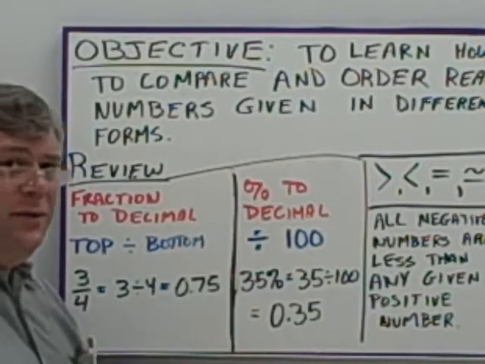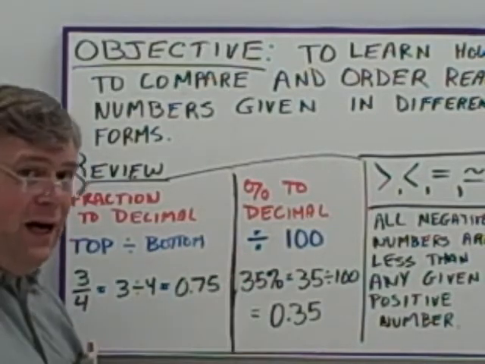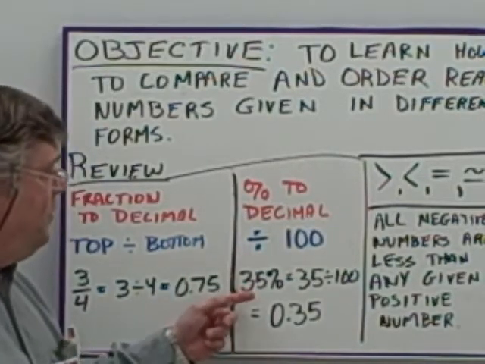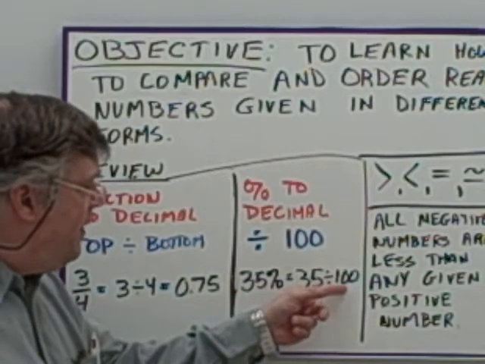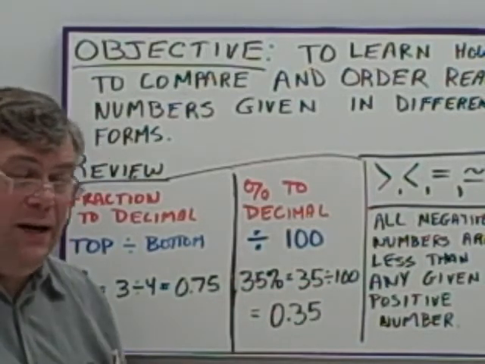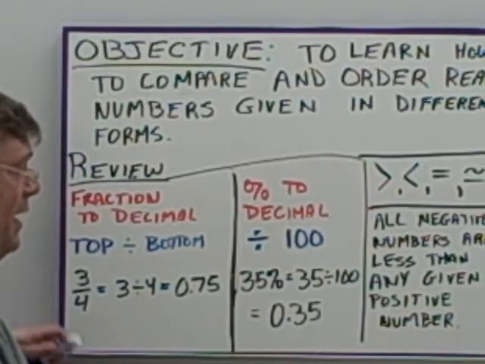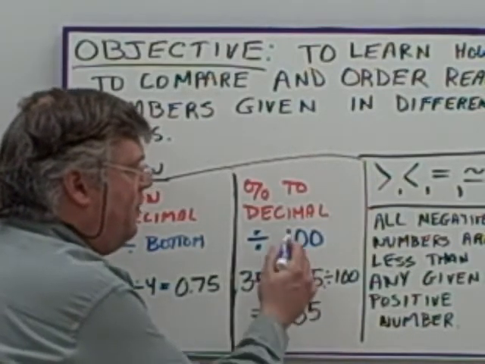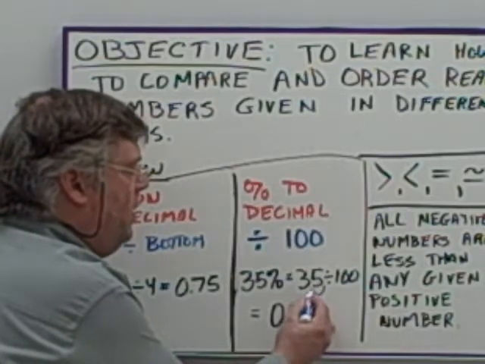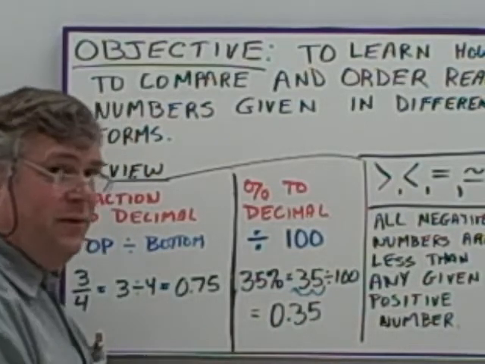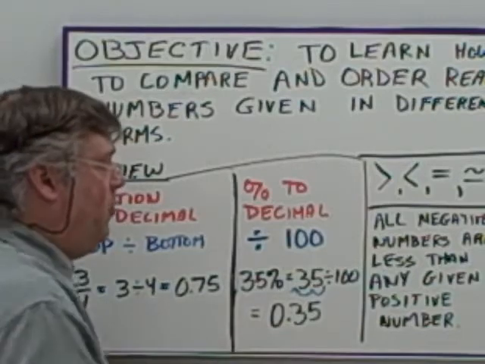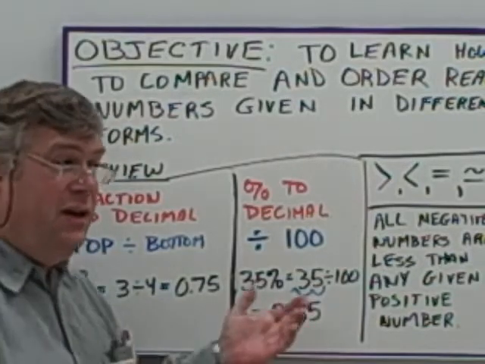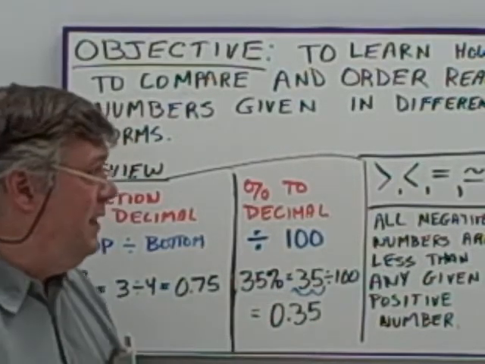To convert a percent to a decimal, you need to divide by 100. You would take 35%, do 35 divided by 100, and you get 0.35. You don't have to do that in a calculator, because if you remember, the decimal point is here, and dividing by 100 moves the decimal point two place values this way, which gives you 0.35. So you can convert that without a calculator if needed.